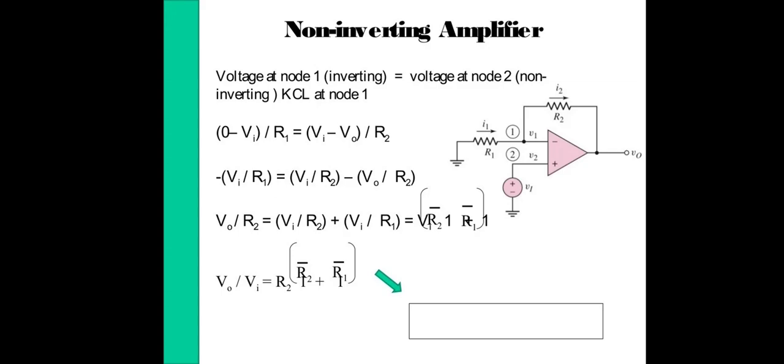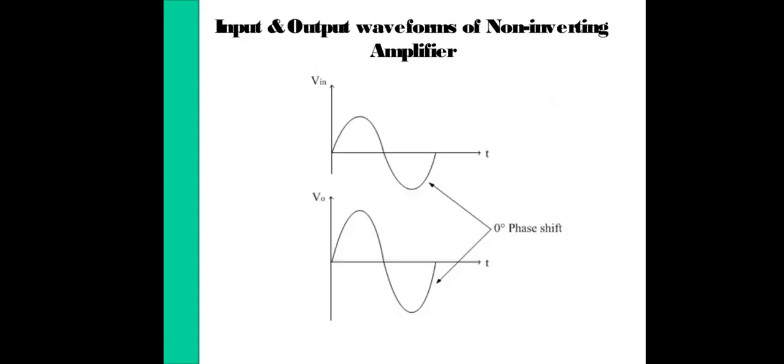Non-inverting amplifier. The voltage at node 1 is equal to the voltage at node 2. VI by R1 equals V0 minus VI by R2, giving V0 equal to VI times (R1 plus R2) by R1. Here are the input and output waves of the non-inverting amplifier.